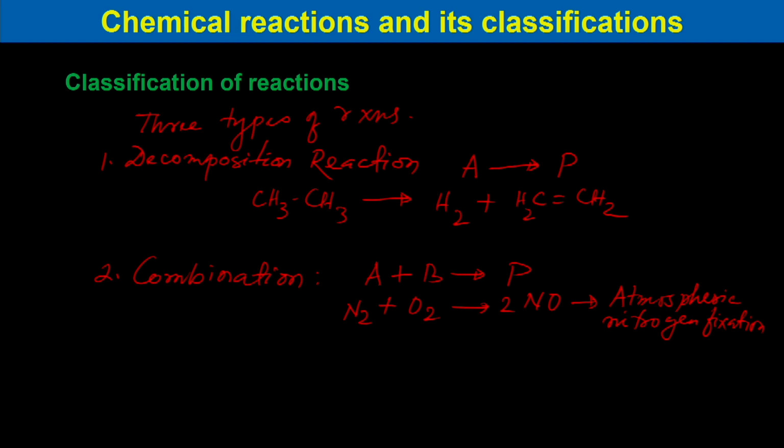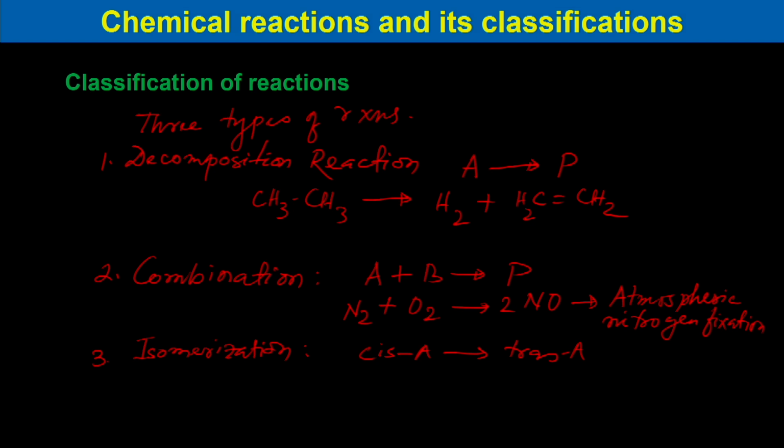The third type of reactions is the isomerization reaction. That means a compound, say cis A, forming trans A.